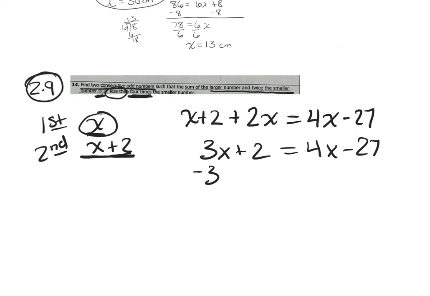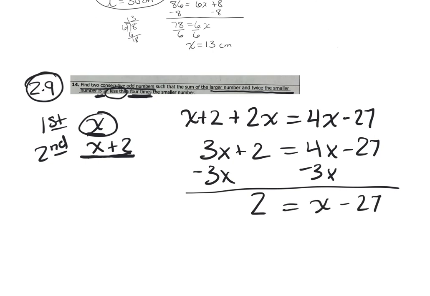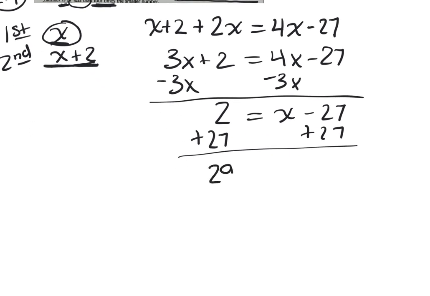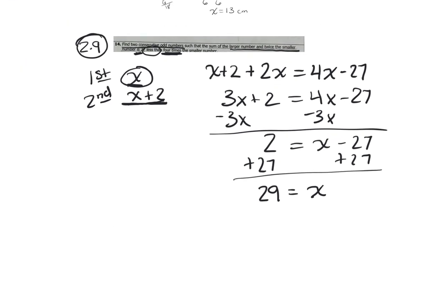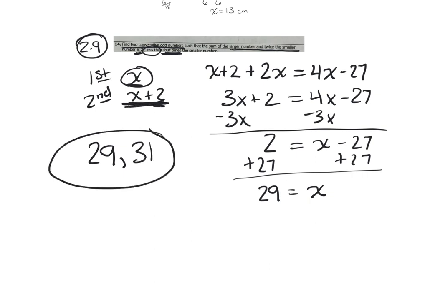If we subtract that 3x over, we'll stay positive, right? So 2 equals x minus 27. And then add your 27 over. So you have 29. Is that an odd number? Good. We want it to be because it said two consecutive odd numbers. So the first number is 29. What's my second number? 31, because it has to be odd also. 29 plus 2 is 31.